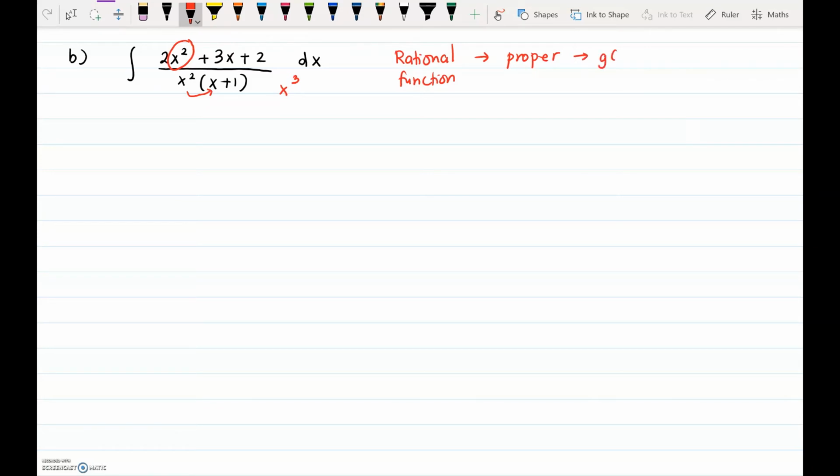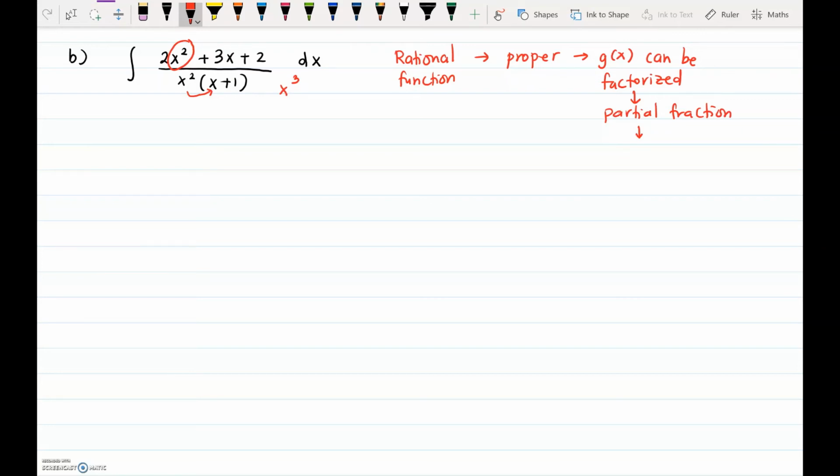We will look at the denominator. The denominator here can be factorized, and we will simplify by using partial fractions. Okay, good. Next we want to identify which case applies for your partial fraction.